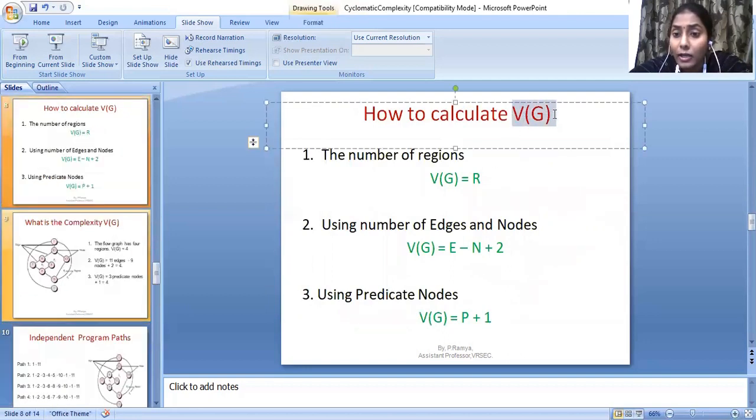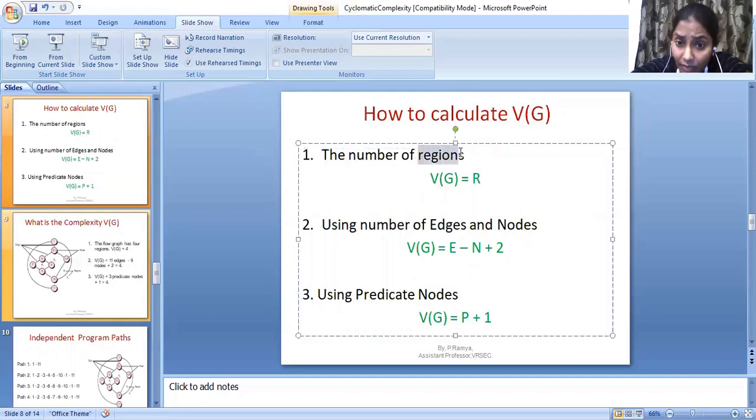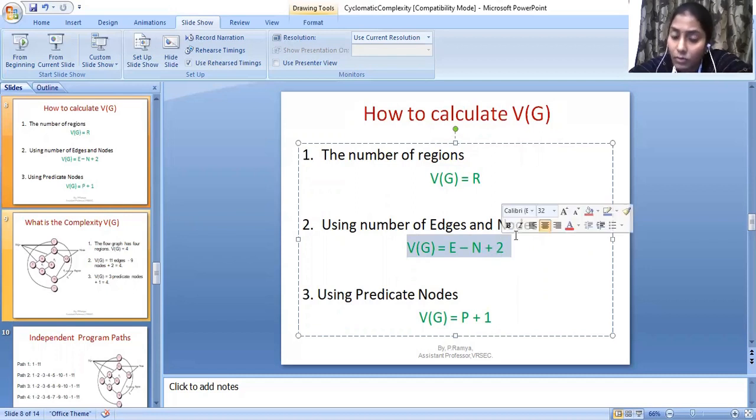Guys, see, this cyclomatic complexity is represented by V of G. So we can calculate the cyclomatic complexity in 3 ways. With the help of regions, with the help of nodes and edges, and with the help of predicate nodes. You can do it either of these ways, but whichever way you take, your answer should be the same for all 3 ways, right? If you apply this formula and the complexity is 5, and if you apply that formula, your complexity is 3, then the calculation that you have done is wrong.